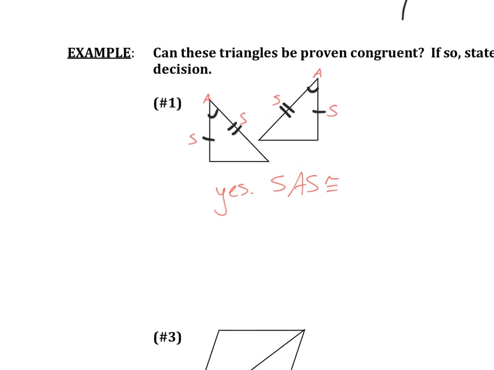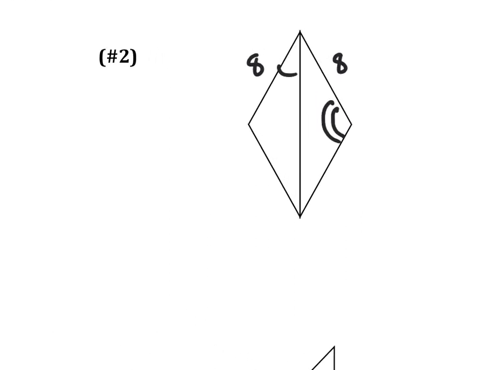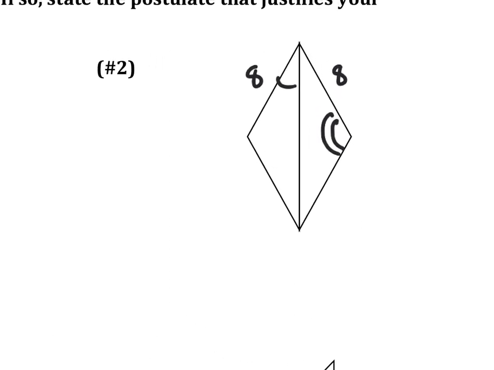If you look at number 2, if it was marked like this, is there enough to show that these are congruent? No, and here's why. We have a side in each, right? Here's a side. And you'll also notice that they share a side, so we have a second side. But the reason they don't work out is this angle right here and this angle over here.